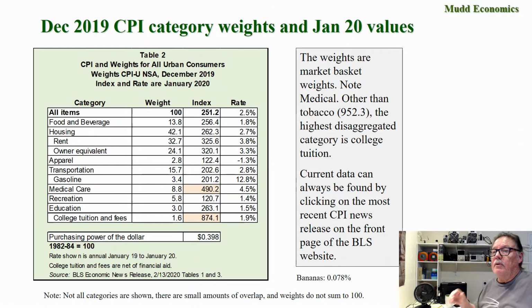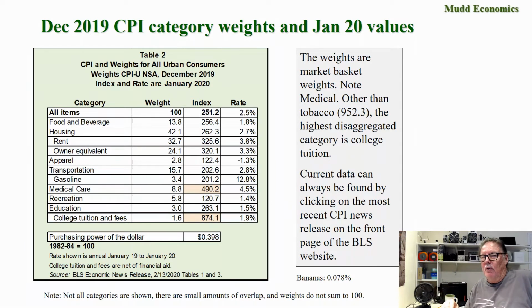The food and beverage is 13.8%. So that assumes that the typical family would spend about 14% of their income on food and beverage. The housing weight is 42.1. There's a difference between the rent, 32.7, and owner equivalent, 24.1.